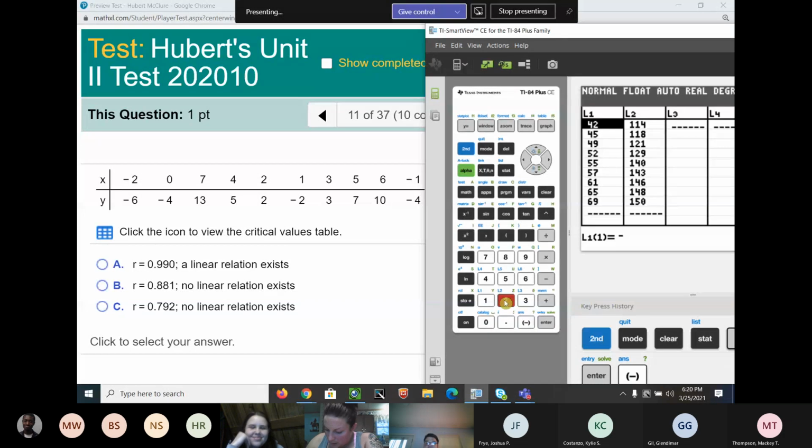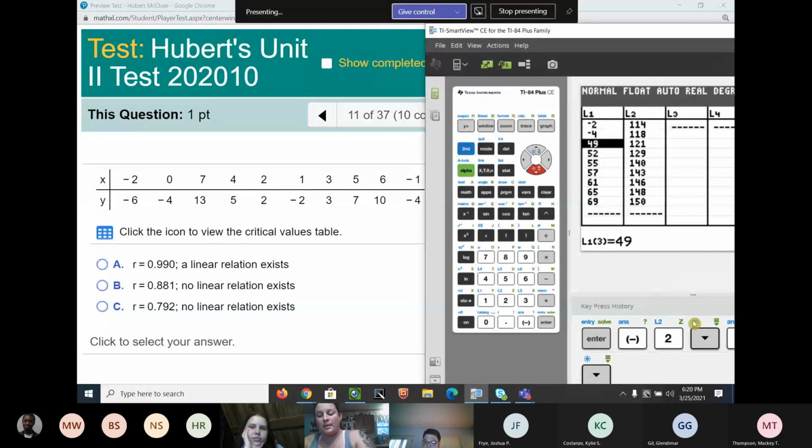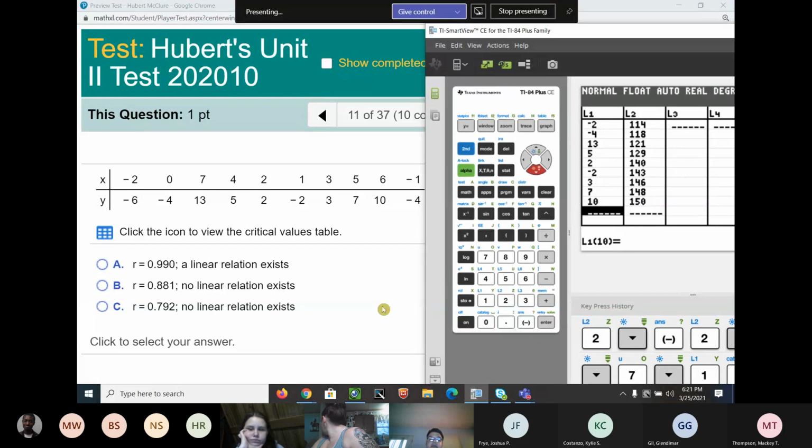-2. Now let's see if I can do the others. -4. Now the others are positive. 13, 5, 13, 5, 2, -2. I have to type in this negative. 3, 7, 10, 3, 7, 10, and -4. See, if you use the negative on the keypad, it won't work.